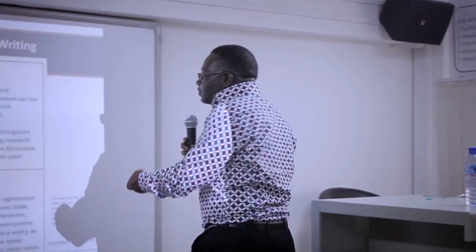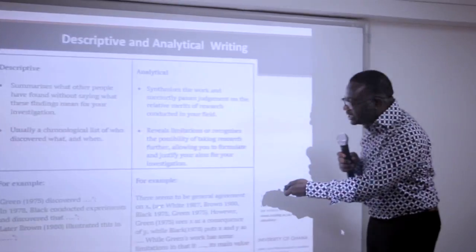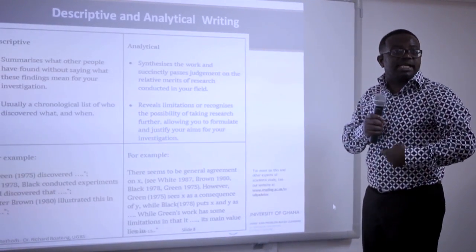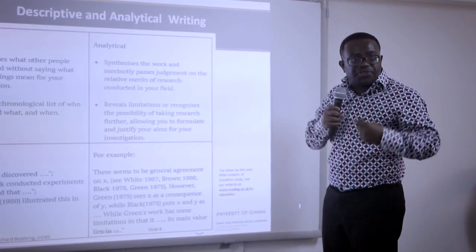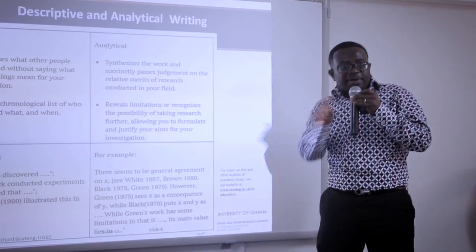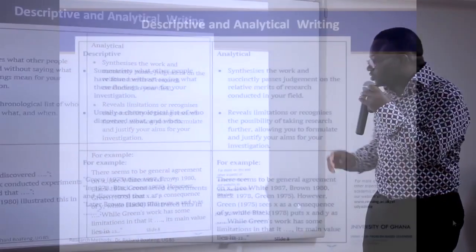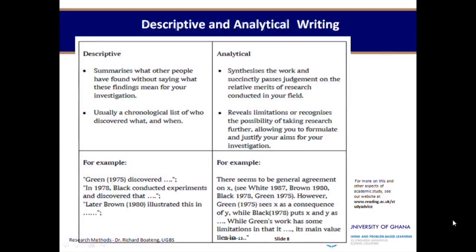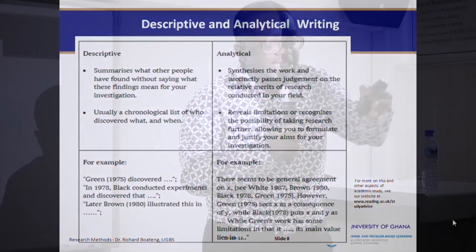Now, he was able to do that because he has been able to read these papers and point out what is the commonality among them, what is the common theme among them. Hence, there is a comparative analysis. Then he goes on to say, however, Green 1975 sees X as a consequence of Y, while Black puts X and Y as something. While Green's work has some limitations in that its main value lies in... Now, what is he doing? What he's doing is that he's doing both comparative analysis and critical evaluation of the works he has found.